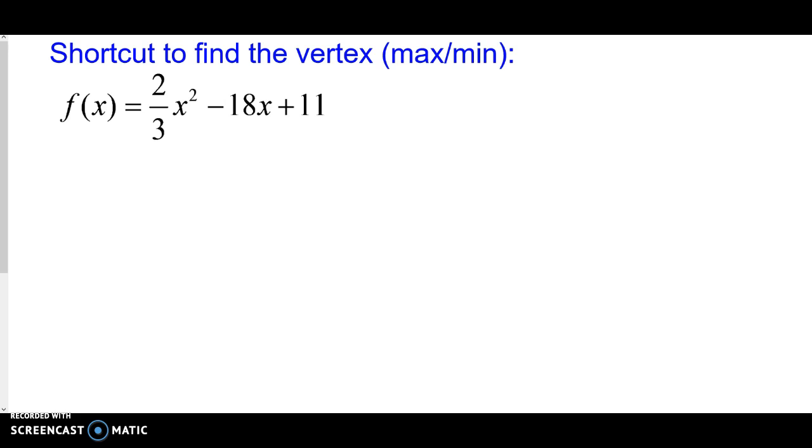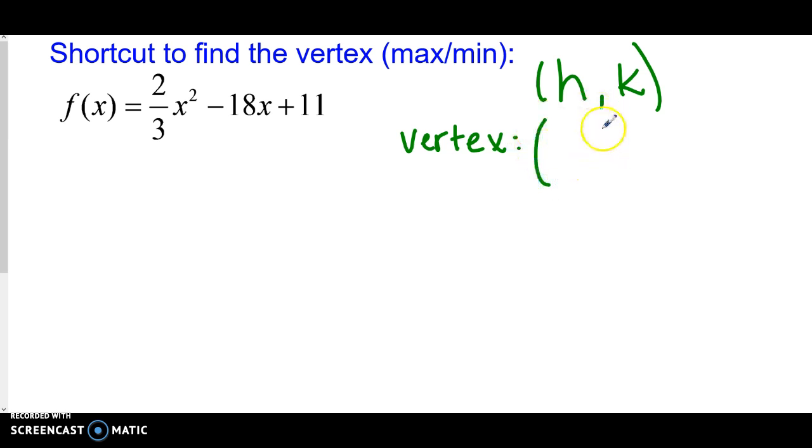Okay, so just a shortcut to finding the vertex or the minimum or the maximum, there is a nice shortcut. We know that if we can convert it to vertex form, (h, k) would be my vertex. But if it is in the standard form, like this doesn't really look fun to convert to vertex form using completing the square. So if I do have it in this form, I could also find my vertex in this way.